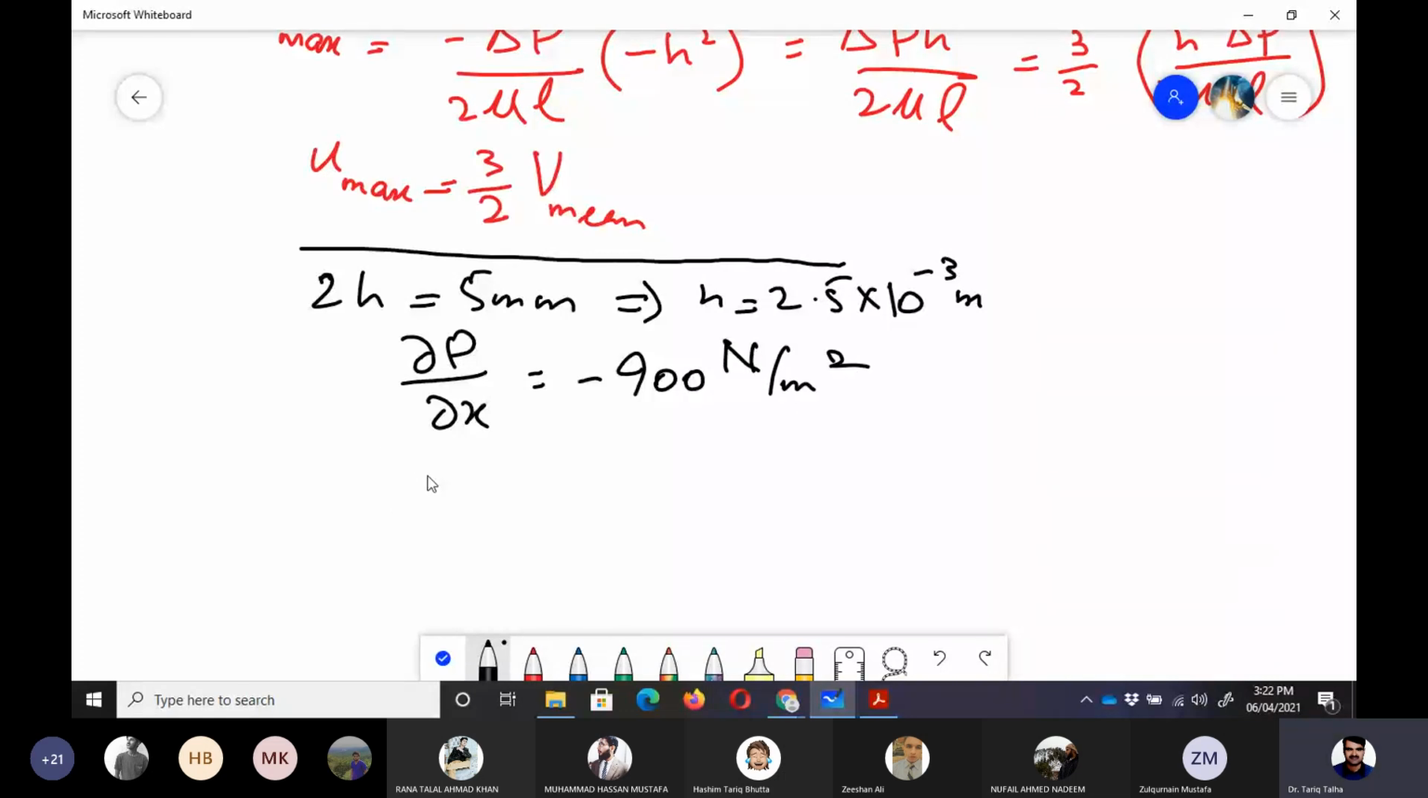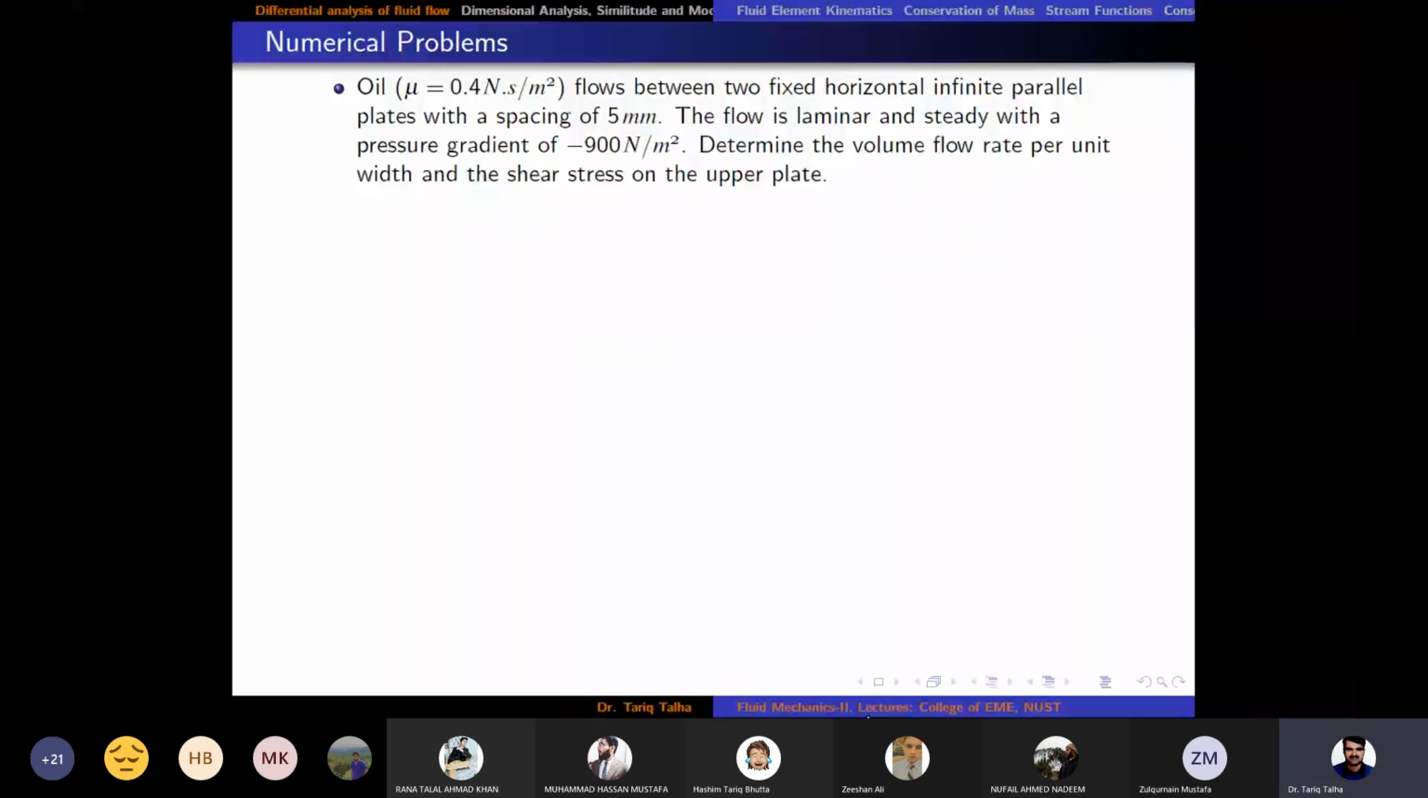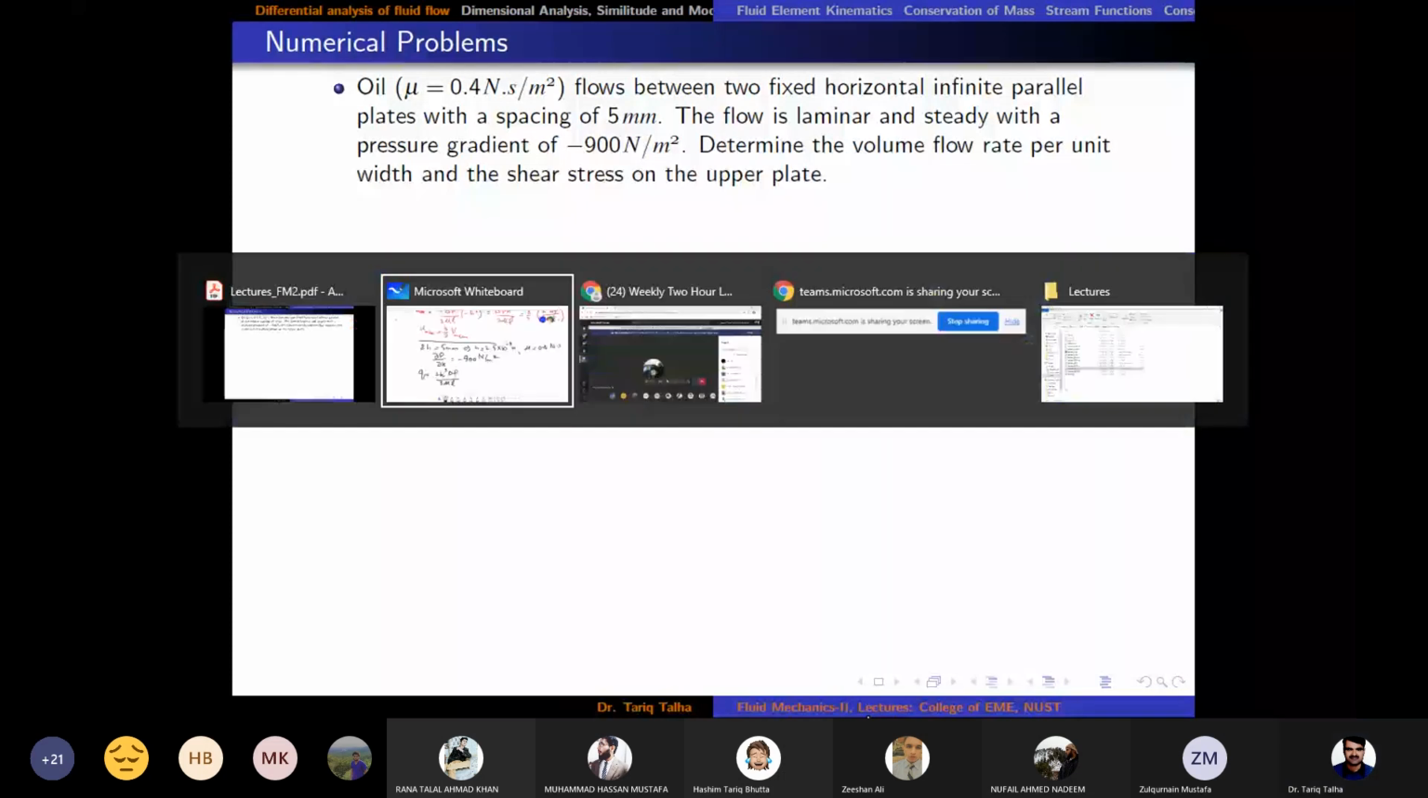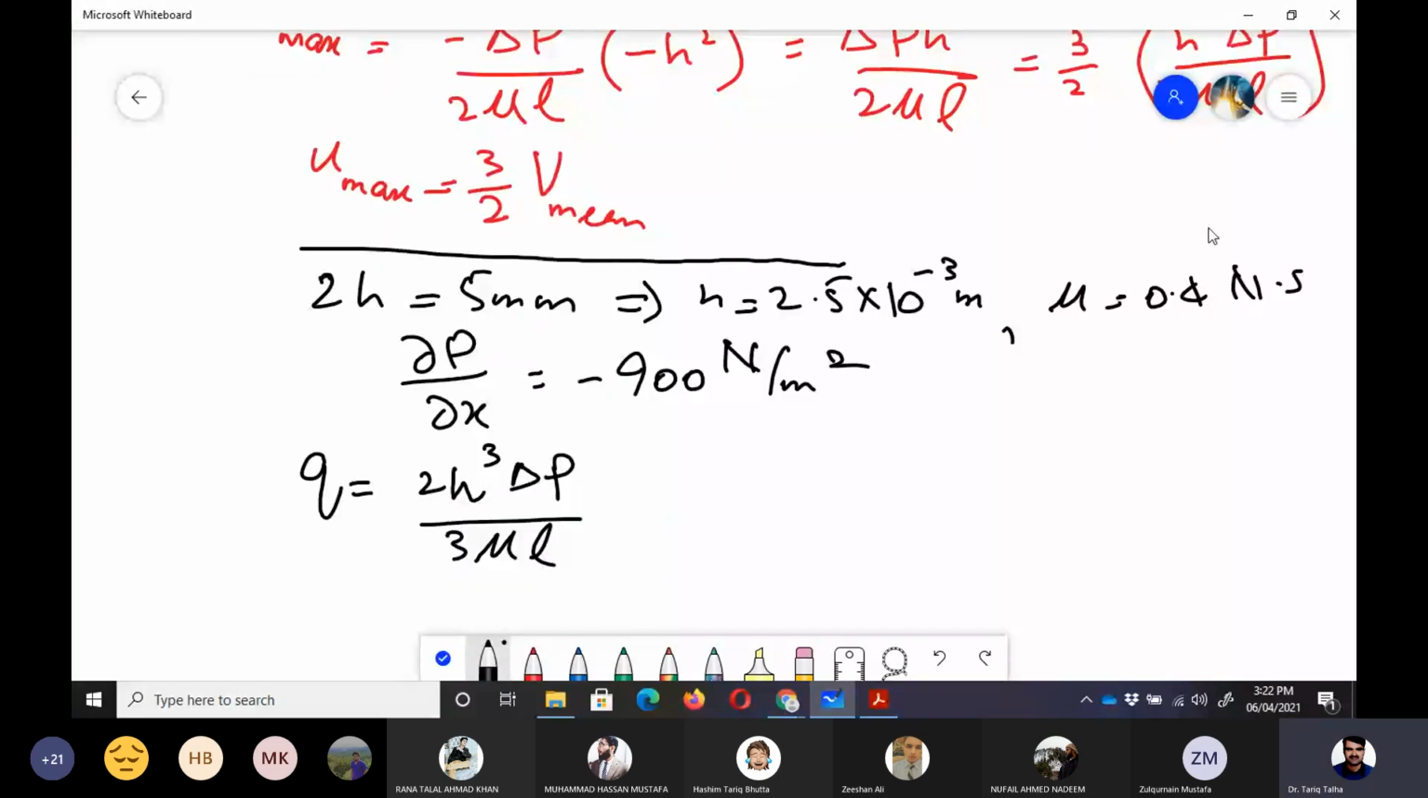Right. So we need to calculate the Q value. The Q value can be calculated by the relation we just derived, which is equal to 2h cube delta P divided by 3 mu l. And the mu value is given as 0.4 Newton second per meter square. So now delta P by L would be equal to minus partial P by partial X. So that would be equal to 900. So that is quite simple.